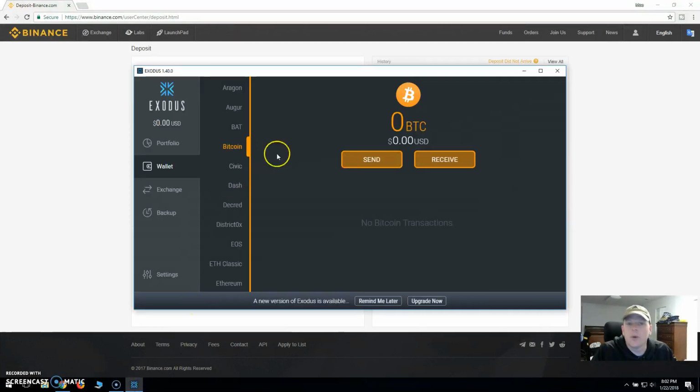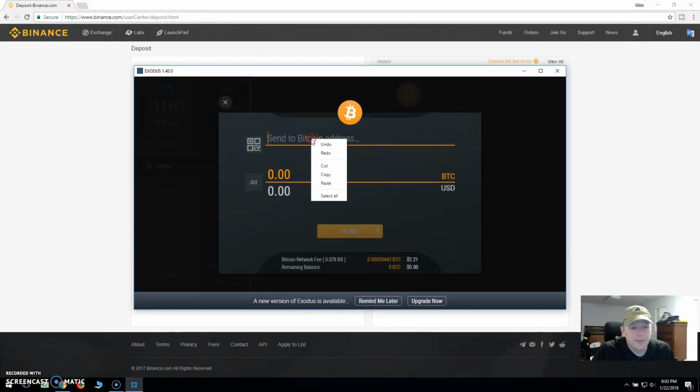And then you're going to go over to your wallet, whatever wallet you happen to use. I'm showing Exodus right here. Actually, I don't have any money in it right at the moment because I've already sent it to Binance. But you hit send. You're going to paste that Binance wallet right here and then put in the amount you want to send. Hit the send button.